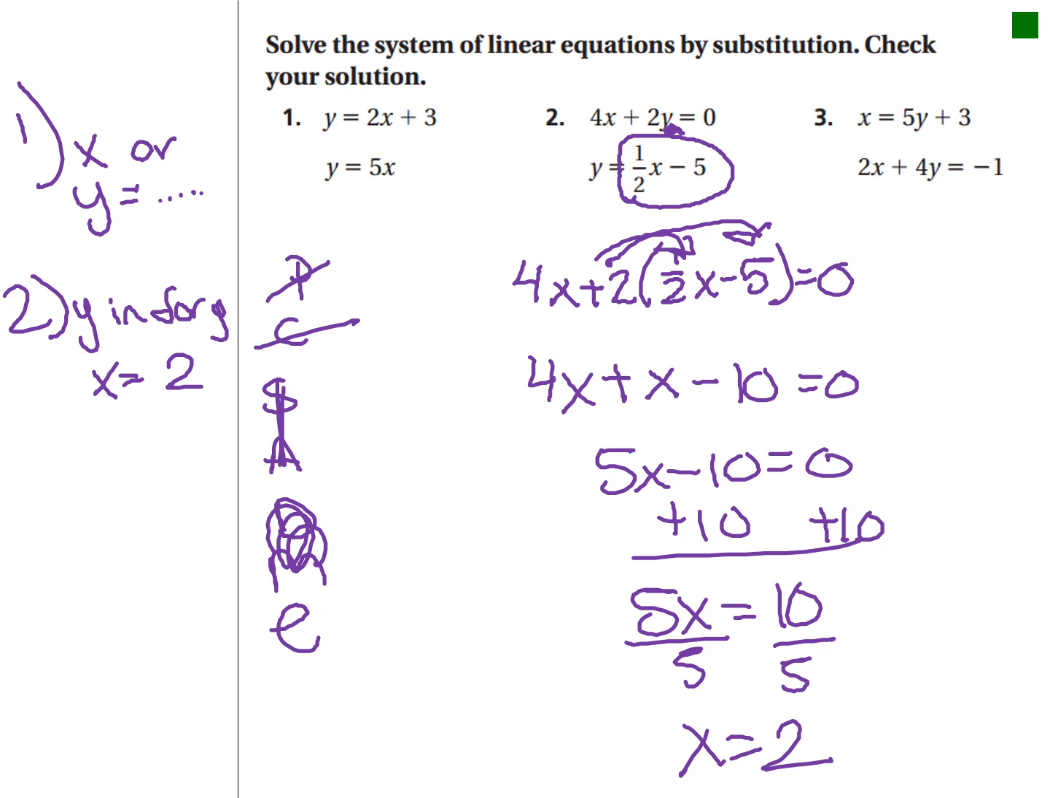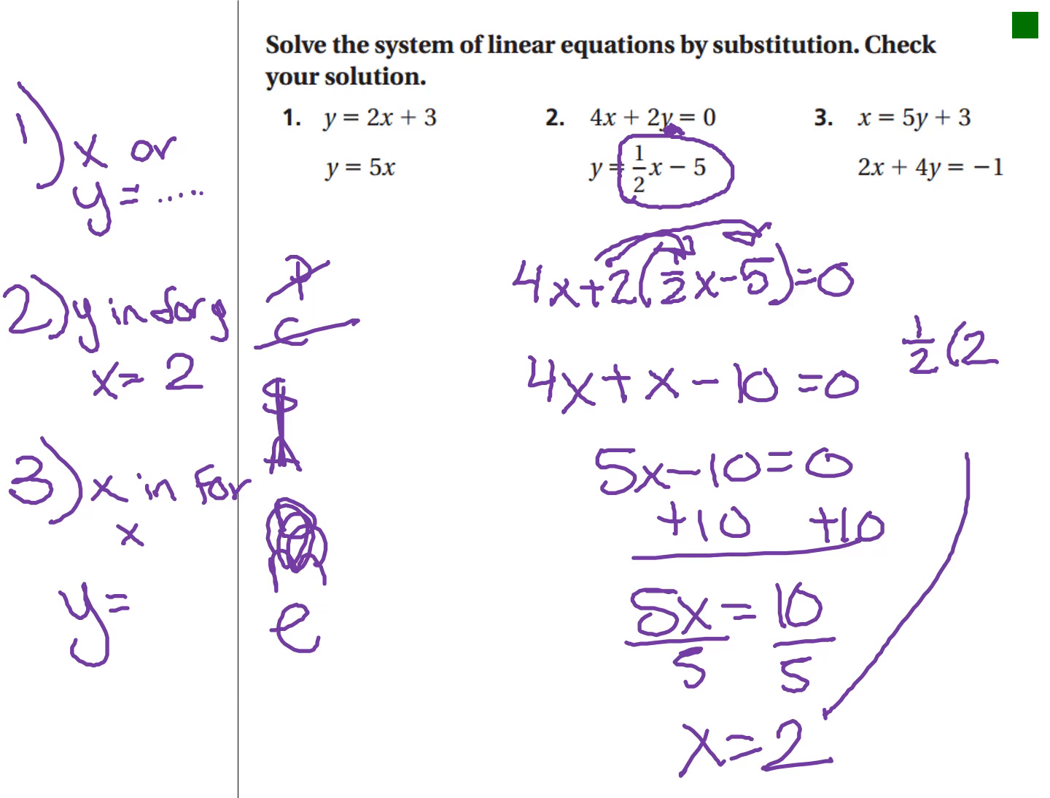X equals 2. Step 3, substitute x in for x, solve for y. Out of the two equations, which one looks like it's easier to solve with x known? The second one, we're going to plug it in. 1/2 times 2, I didn't pull that number out of nowhere, I'm grabbing it from what I do know, minus 5. 1/2 times 2 is 1. 1 minus 5 is -4. Y equals -4.